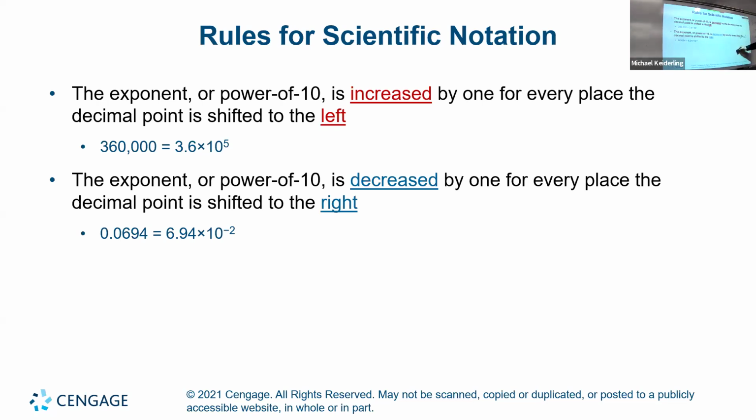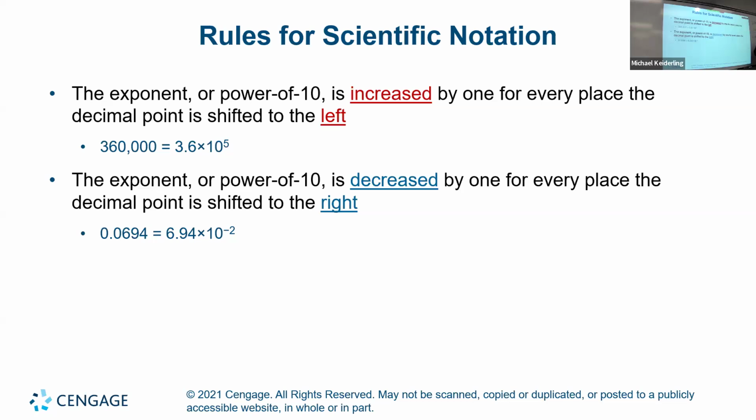So, general rules. The exponent of the power of 10 gets increased by 1 for every place the decimal point is shifted to the left. So with 360,000, you need to move the decimal place 5 places to the left. So you increase it to 3.6 times 10 to the 5. And it is decreased by 1 for every place the decimal point is shifted to the right. So here we go 2 places to the right, and we get 6.94 times 10 to the minus 2.